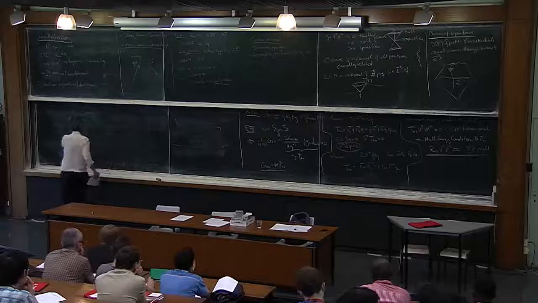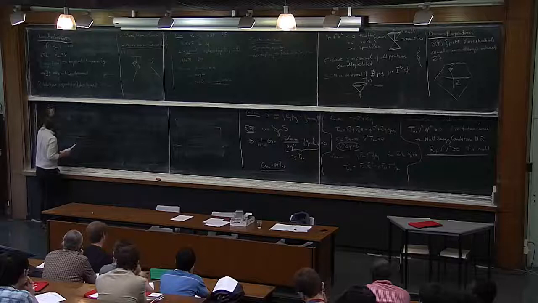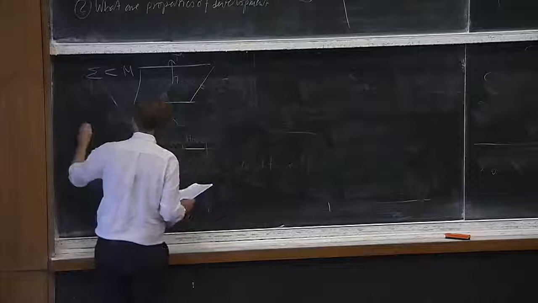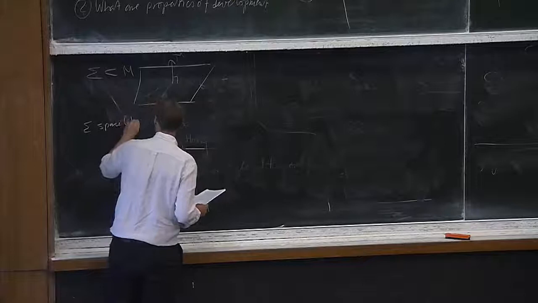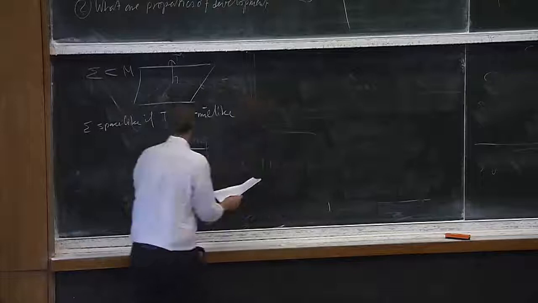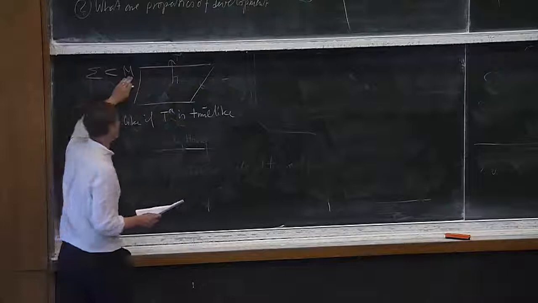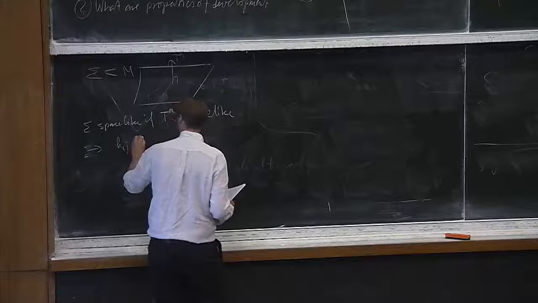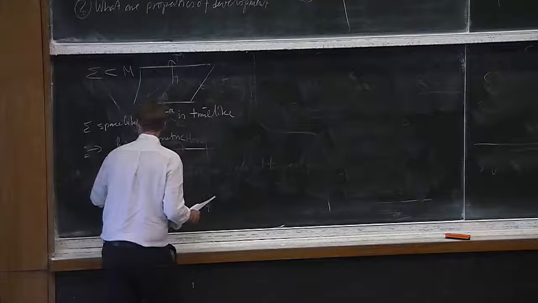So now we're looking at a hypersurface in a space-time. This has a normal, which I also call T, and this sigma is space-like if T is time-like. And if we're in that situation, then from the space-time metric, sigma inherits a three-metric h and a second fundamental form, K_ij.